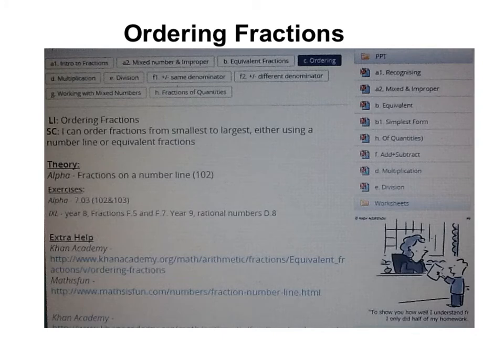This is a screenshot of the Ultranet page, and you can see at the top right there, we are ordering fractions. Our learning intention is to order fractions. Our success criteria: we can order fractions from smallest to largest using either a number line or equivalent fractions. Don't look at the page references there. Unfortunately, they are incorrect, and your IXL references are there. Also some Khan Academy and Maths is Fun, and those are useful and interesting resources. Young people, don't ignore them, use them.